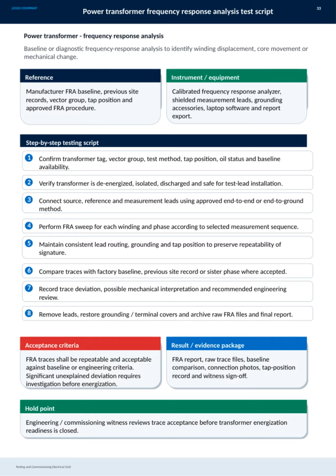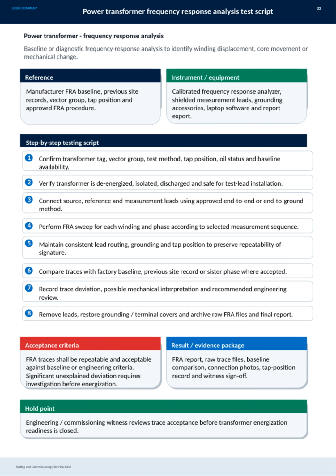The equipment needed includes a calibrated frequency response analyzer, shielded measurement leads, grounding accessories, specialized laptop software, and tools for exporting reports. The testing follows a step-by-step script beginning with confirming the transformer's tag, vector group, test method, tap position, oil status, and availability of a baseline. Then we verify that the transformer is completely de-energized, isolated, and safe for installing test leads. Next, we connect the source, reference, and measurement leads using approved methods to ensure valid readings.